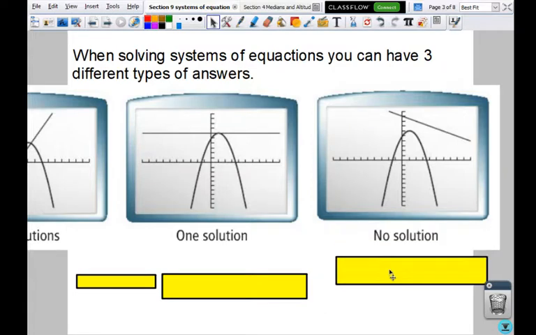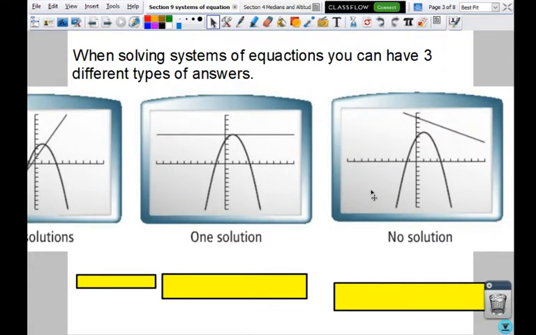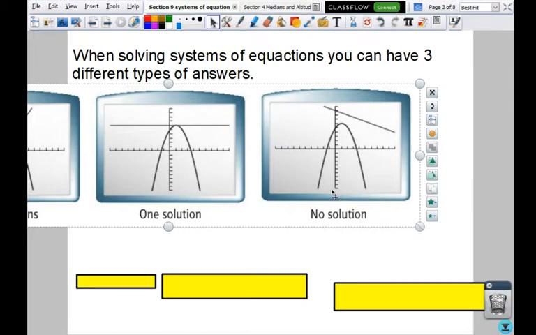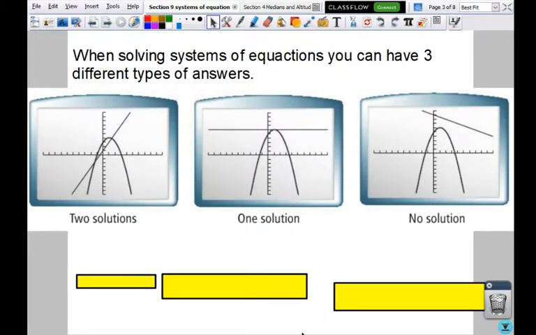And then sometimes we're going to have no solution, and that means our graphs don't cross at all. So we have to be careful because we're going to have different types of answers: two, one, or none. We're going to look at our graph and find those solutions, and we're just going to practice finding them.